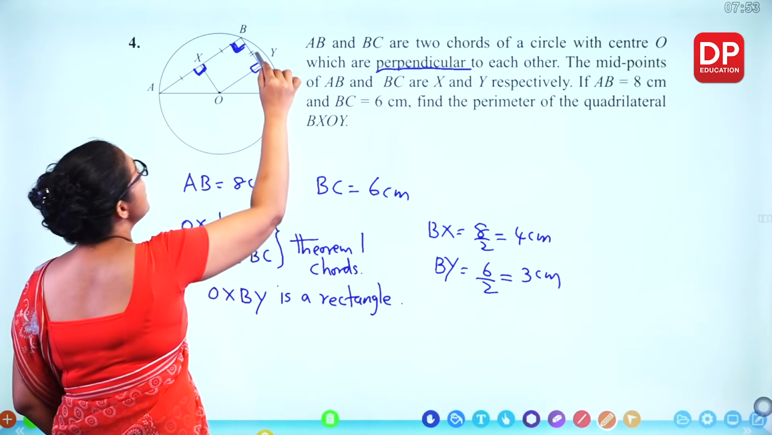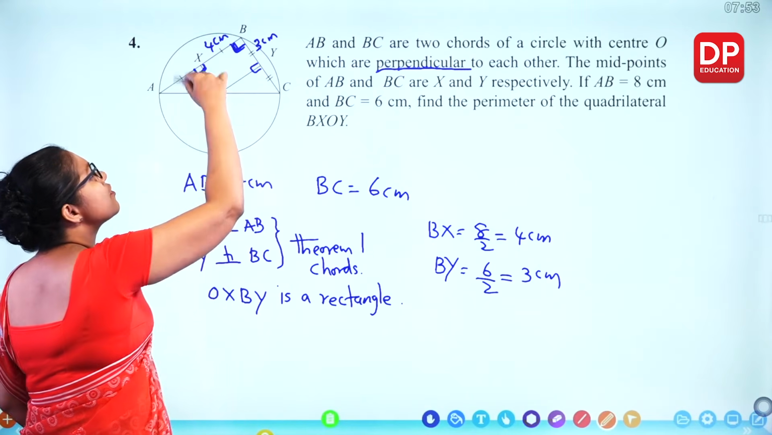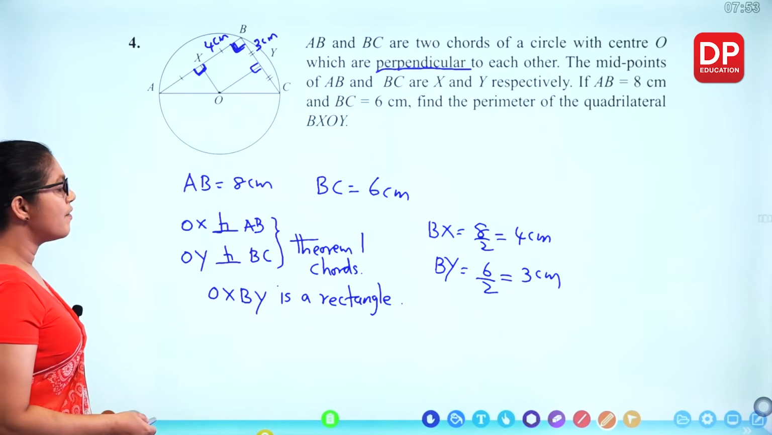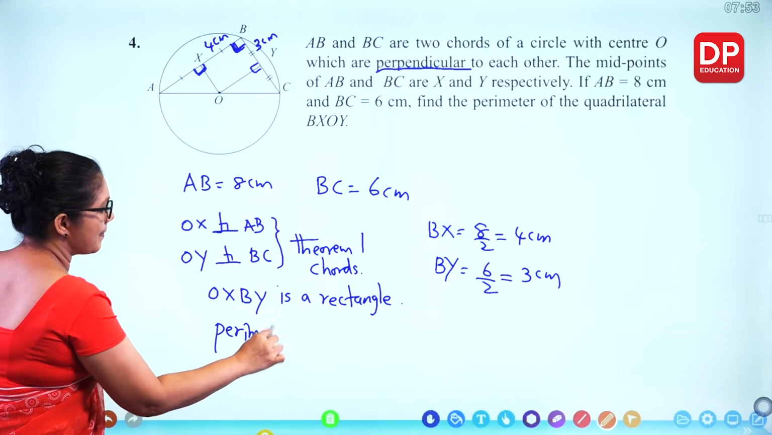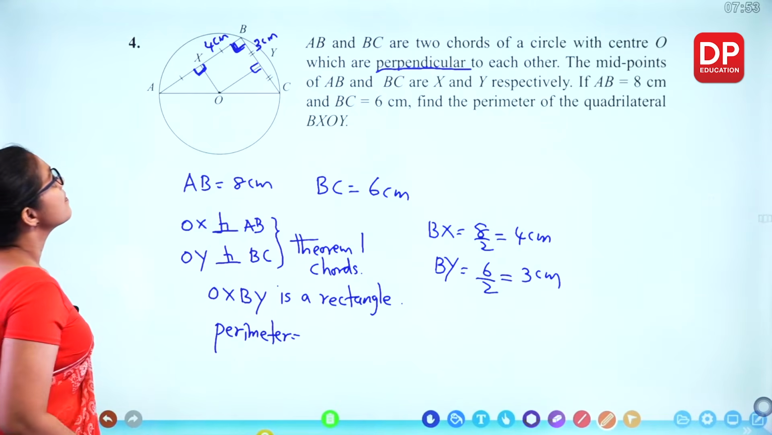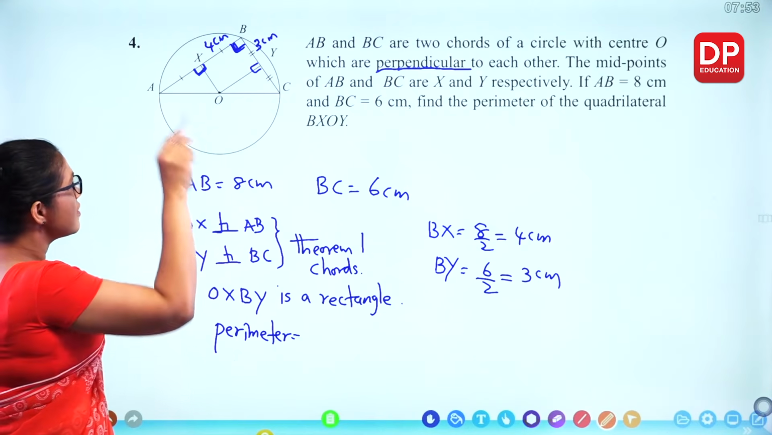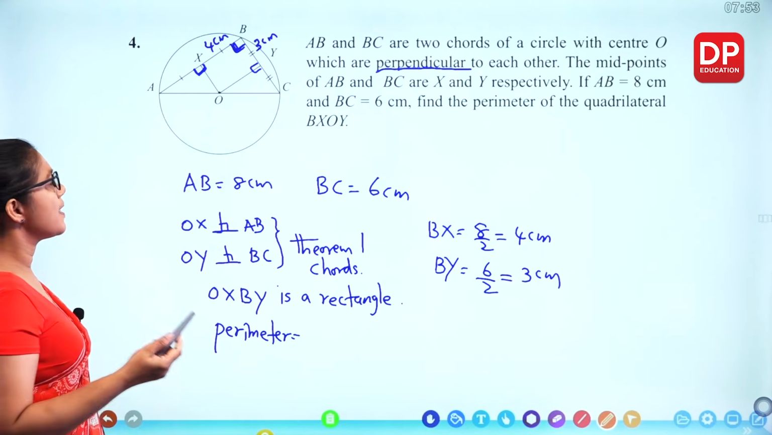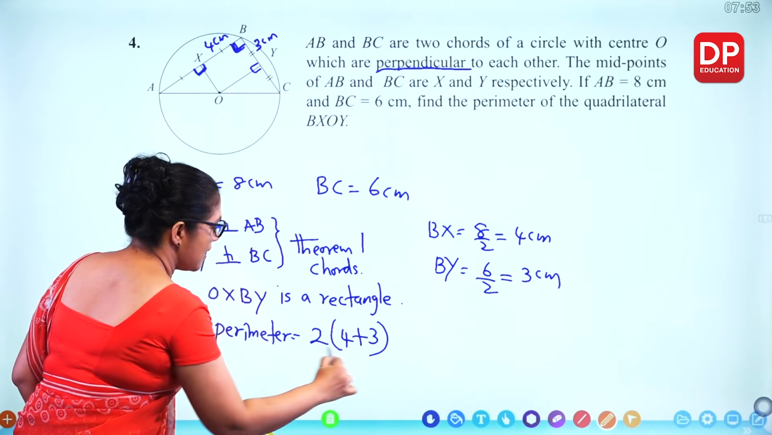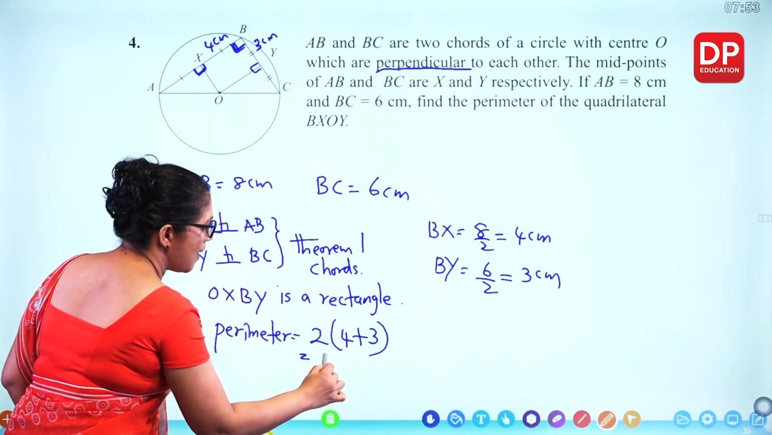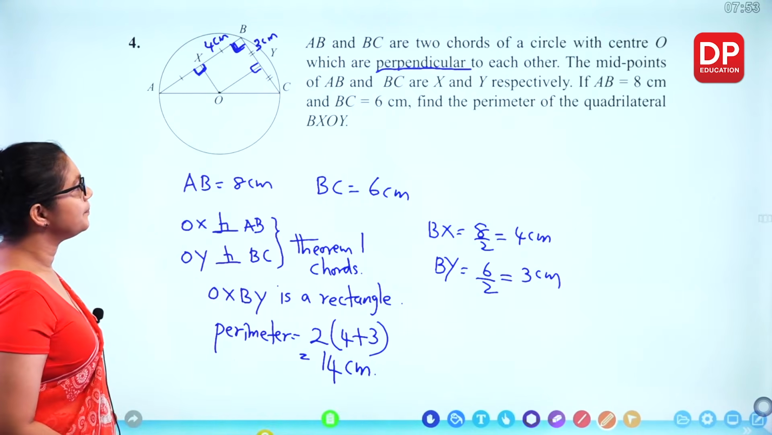So here we know this is 3 centimeters, this is 4 centimeters. So what's the perimeter of the rectangle? So the perimeter becomes 4 plus 3 multiplied by 2, or you are just adding 4 plus 3 plus 4 plus 3. So I'll do 2 times 4 plus 3. 4 plus 3 is 7. 7 times 2, 14 centimeters.